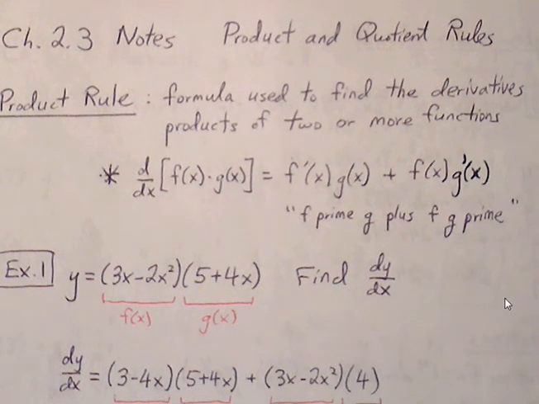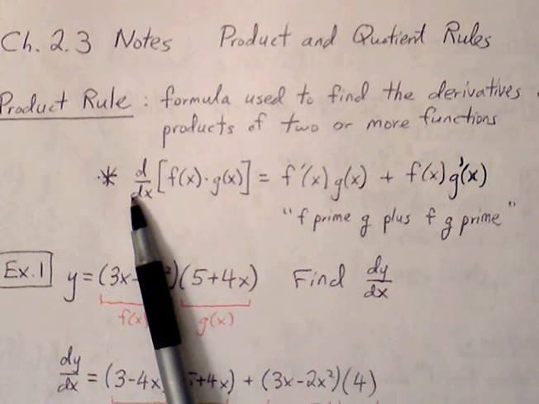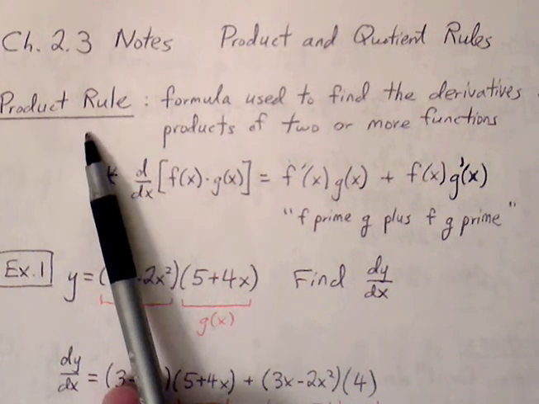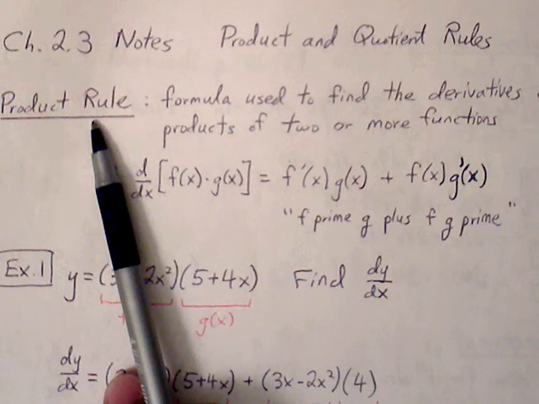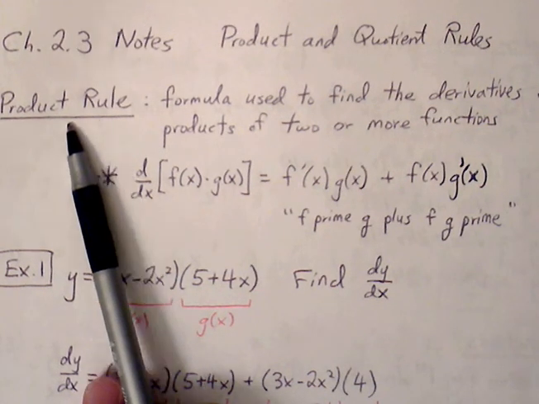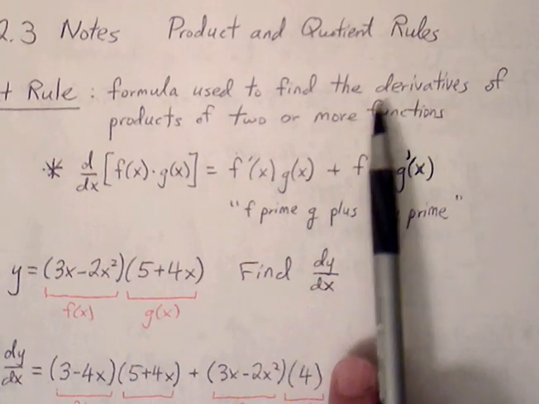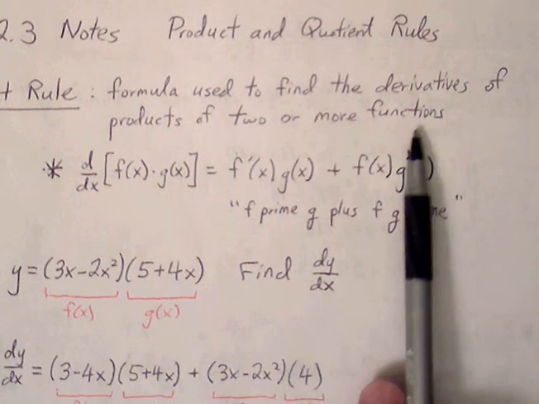These are the notes for section 2.3, product and quotient rule. We now know how to find the derivative of a polynomial function. So now we're just going to be building on top of that rule. So the product rule is the formula used to find the derivatives of products of two or more functions.